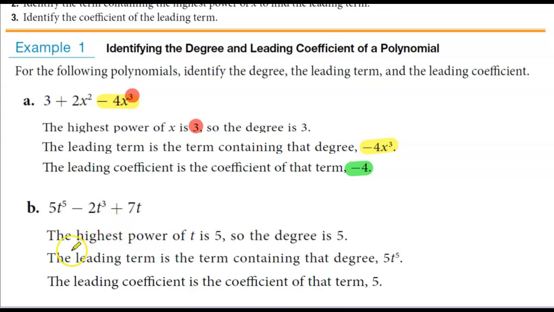The next polynomial, we have 3 terms. And we can see here that the highest power of t is 5. So therefore the degree is 5. The leading term is the term containing that degree. So therefore the entire term is 5t to the 5th. And the leading coefficient is the coefficient of that term, and therefore it is 5.